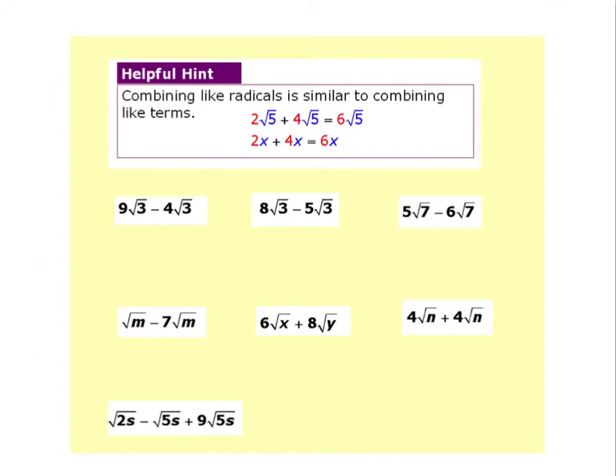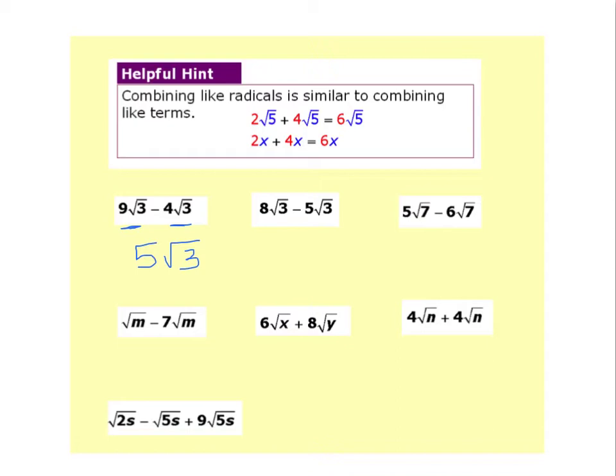So when we go through and we try to add or subtract any radicals, we need to make sure that they have the same number underneath the square root sign in order to be able to combine them. And that's just like terms. So 9 times the square root of 3 minus 4 times the square root of 3, they both have the same number underneath the square root sign, and 9 minus 4 is 5. So the final answer would be 5 times the square root of 3, or we could say 5 radical 3.